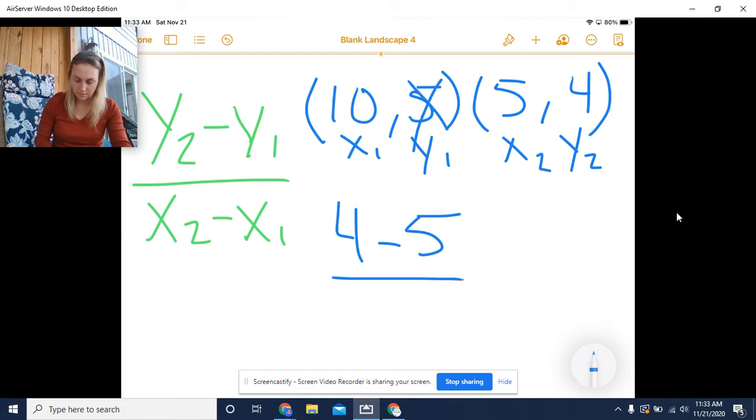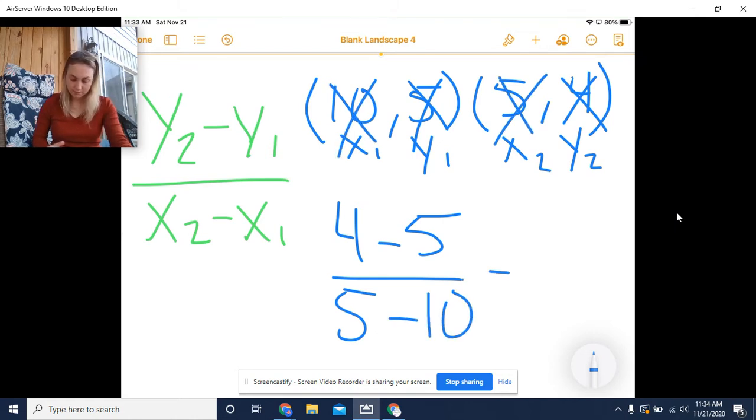I'll go ahead and mark those out. And then x2 is 5, so I'll put that in. And I'm subtracting that by x1, which is 10. Cool, let's simplify it. 4 minus 5 is a -1. And then the denominator is 5 minus 10, which is going to be -5.